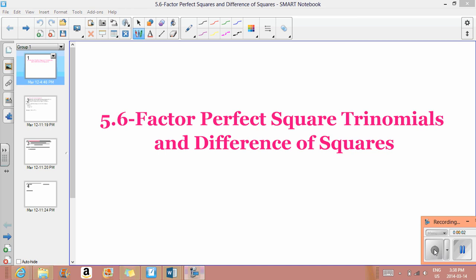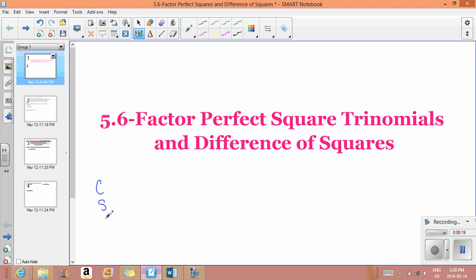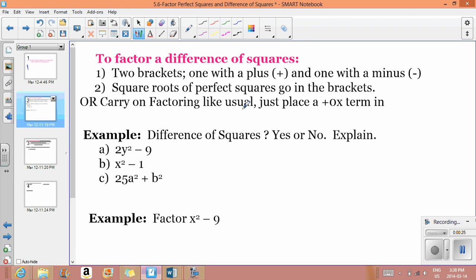Last but not least, in this chapter 5, we have 5.6, which is factoring again, but it's just those special cases that we talked about before, the perfect square and the difference of squares. Keep in mind, when you're looking at what type of factoring, the first one you always want to look for is that common factor. Then look to see if it's a simple trinomial, then a complex, and then you can look at your special cases. So, going on to the first type, which is a difference of squares.